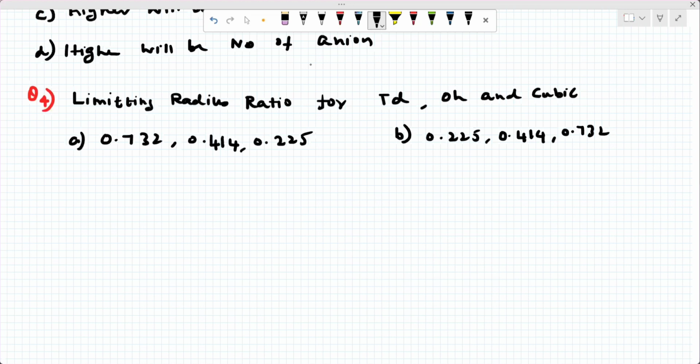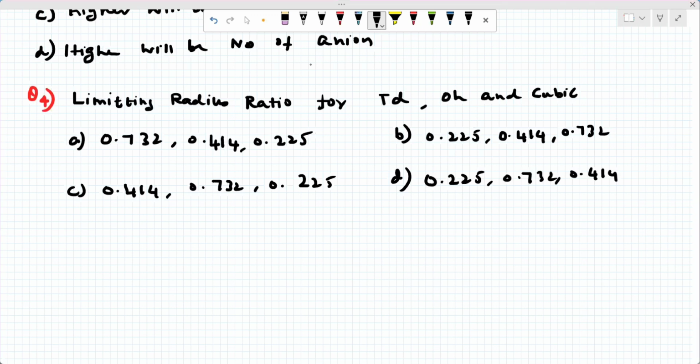Apply the logic, so you get the answer simply. 0.414, 0.732, 0.225. Simple logic question, ma'am. No need to go for that, okay? Just apply the common rule, you get the answer. Someone tell the answer. Good, Gopinath sir. Good. Now, 0.225, 0.732 and 0.414.